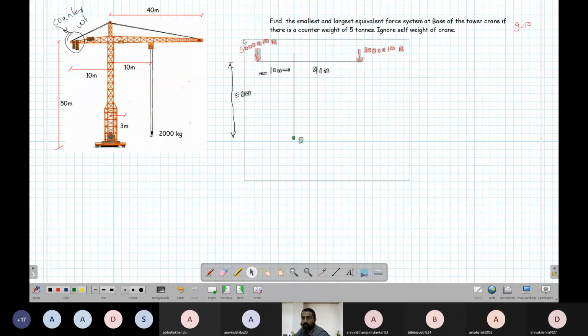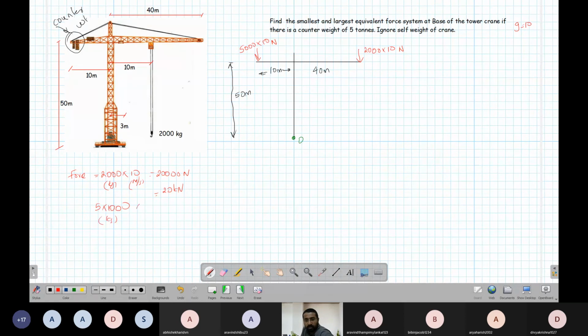So same thing I will do from the previous question. I'll just write the calculation here. Force is equal to 2000 into 10. So this is kg, this is meter per second squared. This will give me 20,000 Newton or 20 kilonewton. This is the first force. Second is 5 tons, 5 into 1000 kg into 10 meter per second square, acceleration due to gravity. This gives me 5000 into 10 is 50,000 Newton, 50 kilonewton. So just replace this here: 20 kilonewton, 50 kilonewton. Now we have to find that there is an equivalent system.